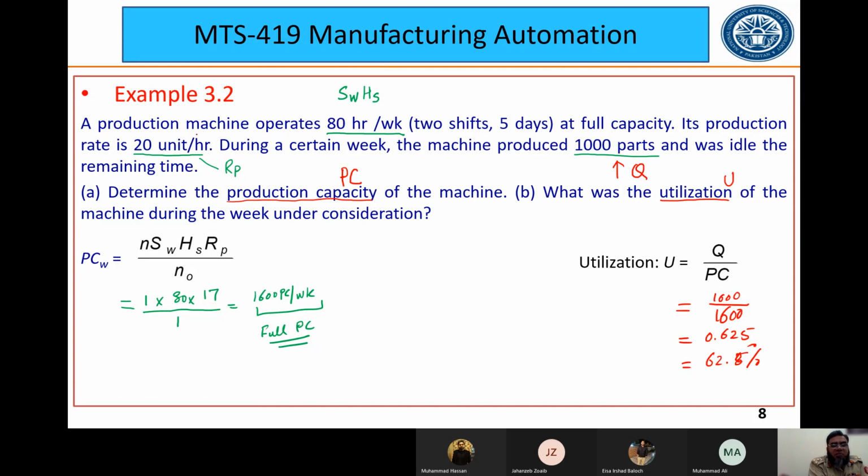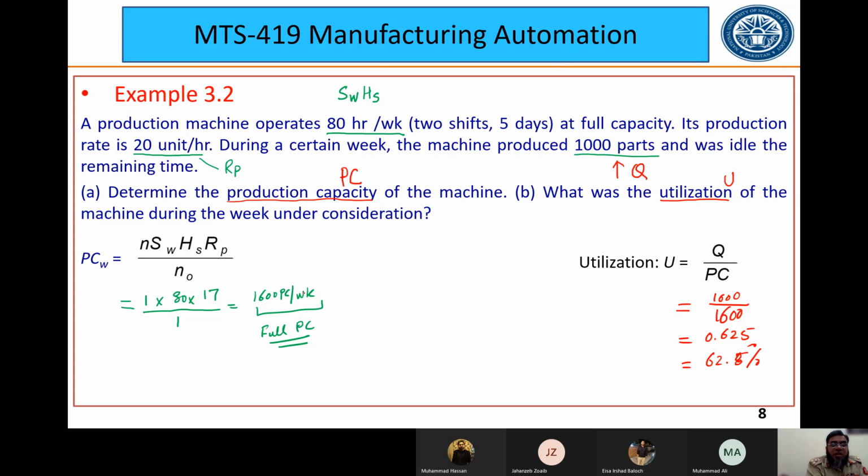We are given a production machine, so n equals 1, which is the number of machines, and it is working for 80 hours in 2 weeks. Then the rate of production is given, and since we are not given any number of operations, NO is taken as 1. So we have 1600 pieces per 2 weeks.